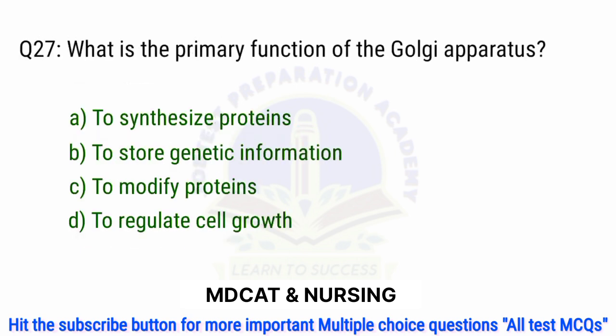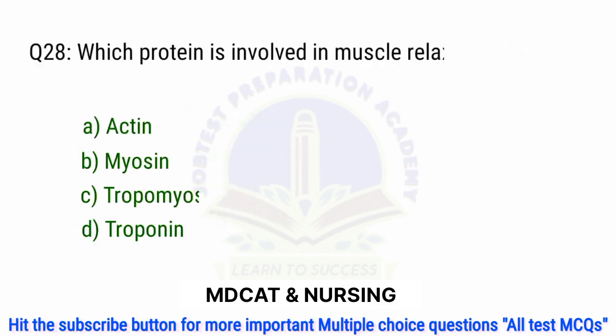Question number 27. What is the primary function of the Golgi apparatus? The right answer is option C, to modify proteins. Question number 28. Which protein is involved in muscle relaxation? The right answer is option D, troponin.